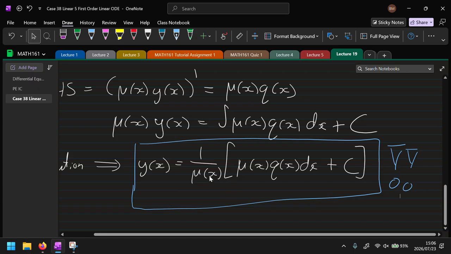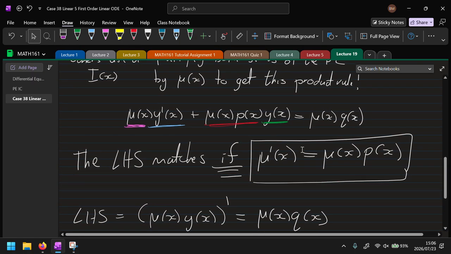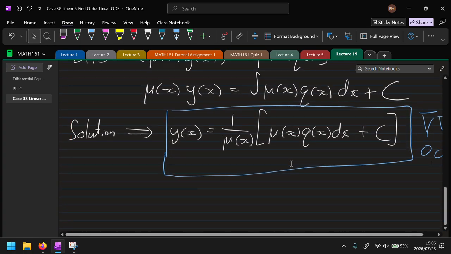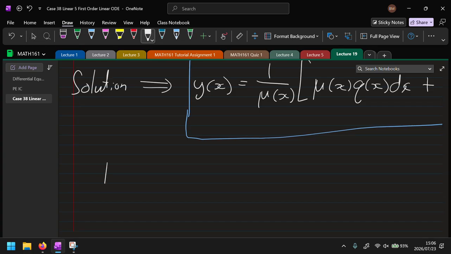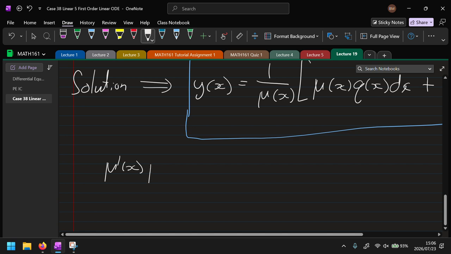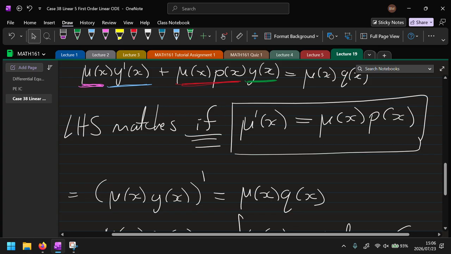Now this mu here, we multiplied both sides by it, but we have no idea what it is. We're going to use this over here to figure that out. Okay. So let's go back to what we had there. So I'm just rewriting this. So mu prime equals mu of x times p of x.